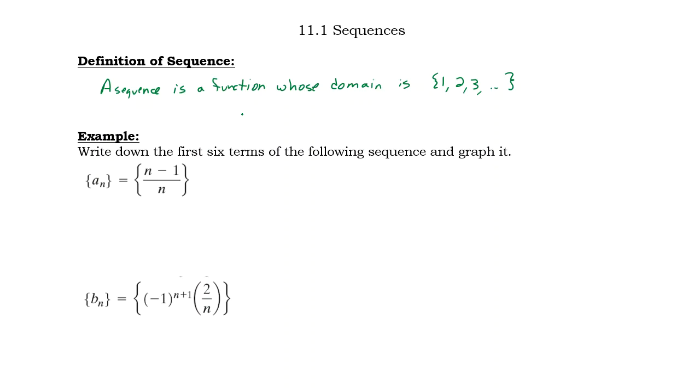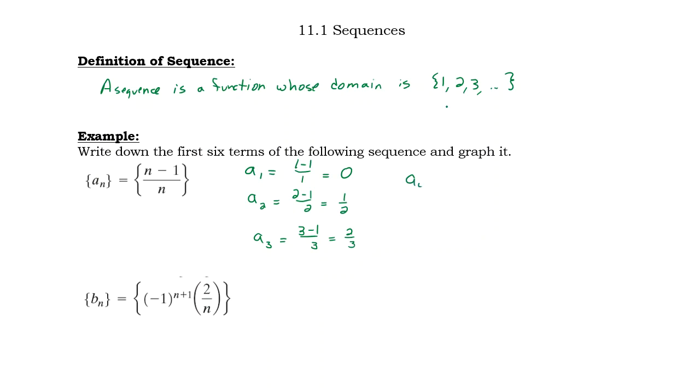So this is the notation for a sequence right here. A sub n, this is the output, and n is the input. So we're starting with 1. So we would write a sub 1, and then we would plug in 1 for the n values. And that would get 0. A sub 2, and then we would plug 2 in for the n values, and that would be a half. A sub 3, we would plug 3 in for the n values, and that would be 2/3.